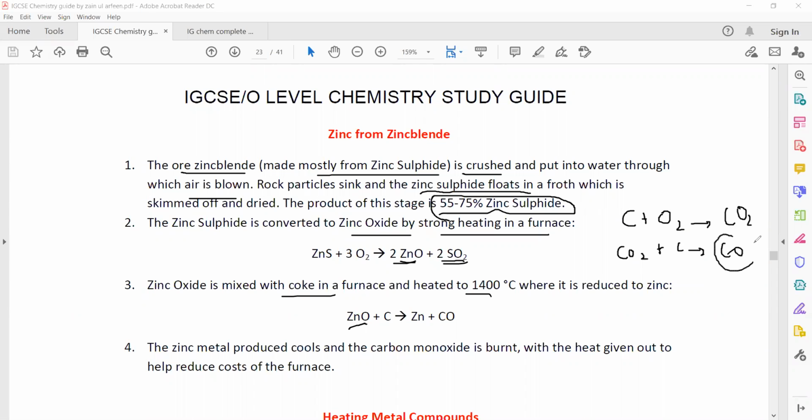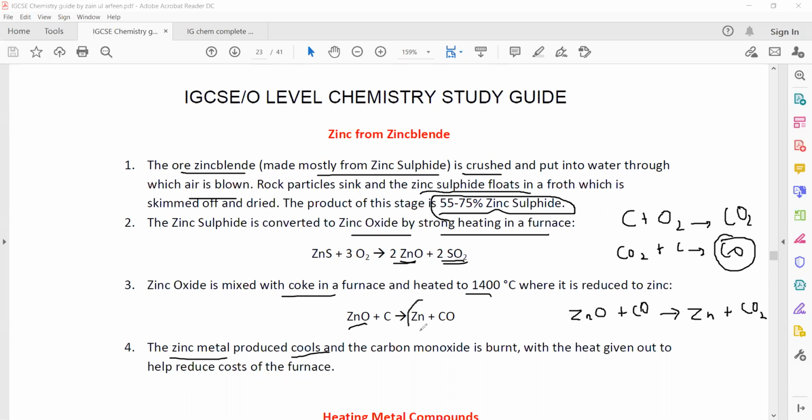And this carbon monoxide is a reducing agent. So what can happen? Zinc oxide can react with carbon, giving zinc and carbon monoxide. This is one thing. Or zinc oxide can react with carbon monoxide, which is also a good reducing agent, meaning it has a tendency to remove oxygen from a substance. So it will form zinc and carbon dioxide. Both possibilities are there, both reactions occur, and the zinc metal produced cools.